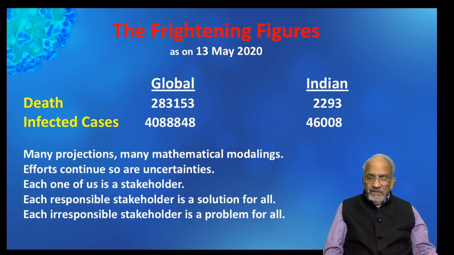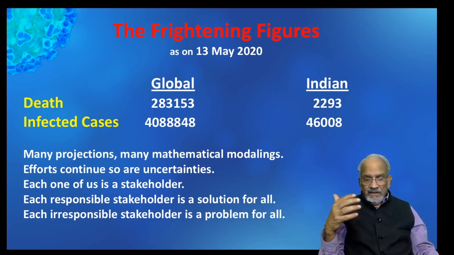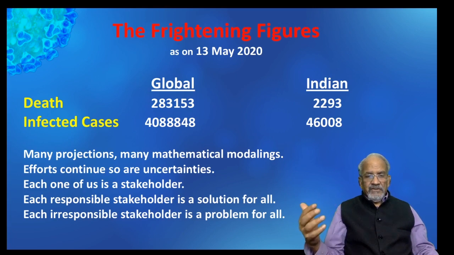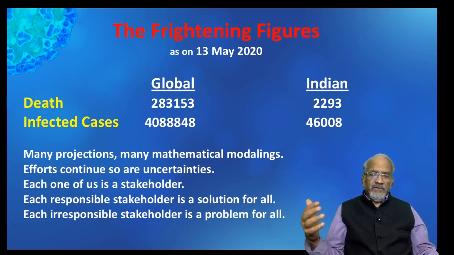Infected cases: now, there are multiple projections people have done, multiple mathematical modeling people have done, that this many would be the doubling time, this much number will happen after 15 days, this much number will happen after 2 months, and this will be the total mortality, total morbidity in the country, and this is mind boggling. Yet there is no 100% prediction. Effort continues by organizations, by government, by individuals, but the uncertainty continues.